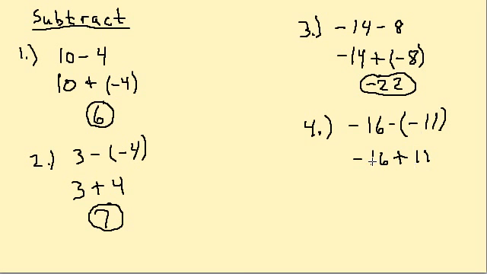The signs are not alike. I have a negative and a positive. So I find the difference, which is 5, and choose the sign of the larger. 16 is larger than 11. 16 has a negative sign, so that's negative 5. And there's my answer.